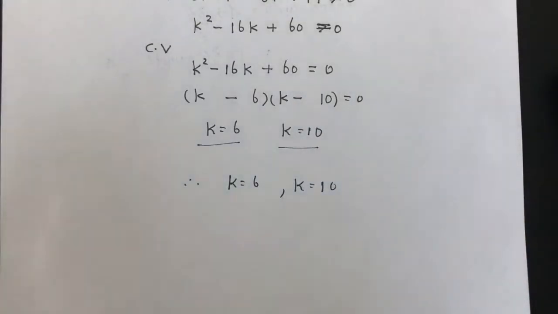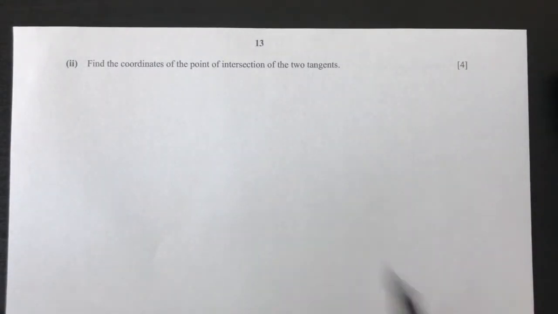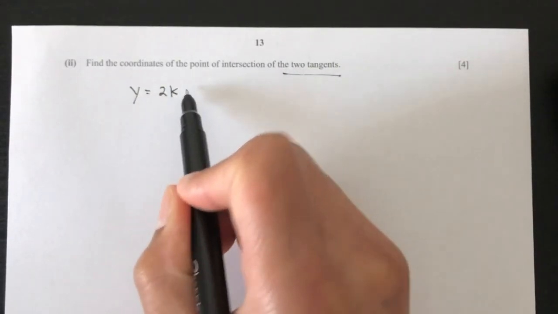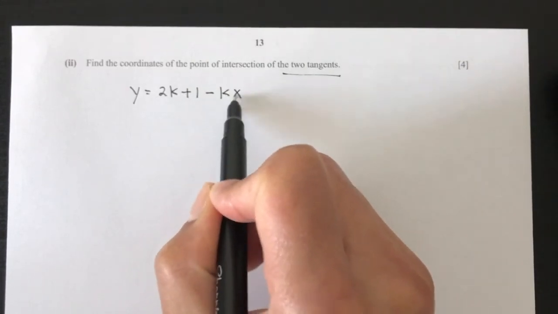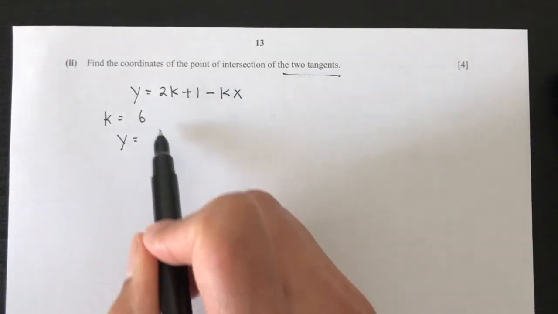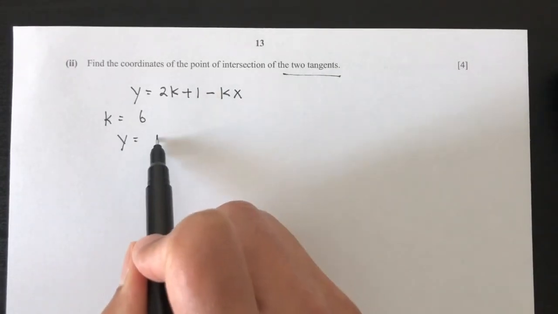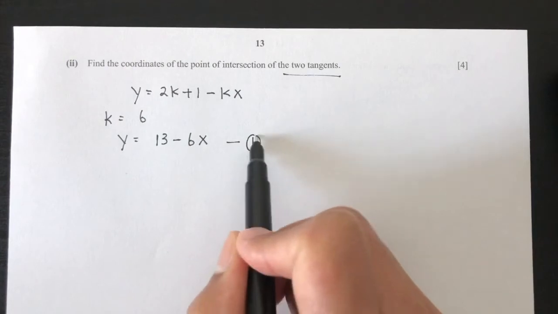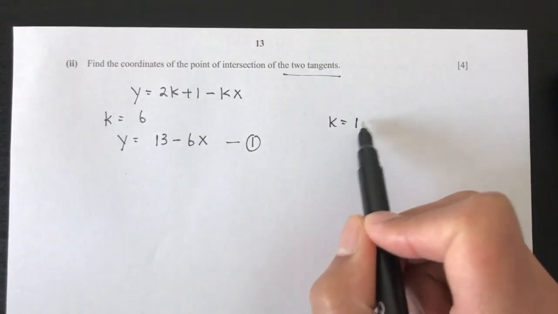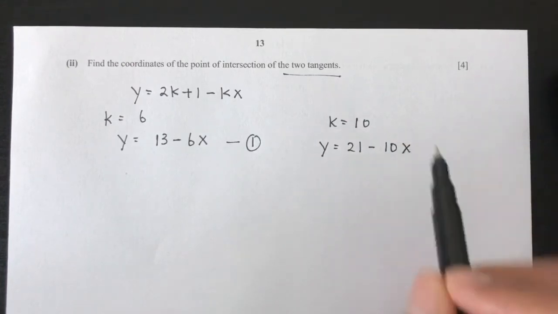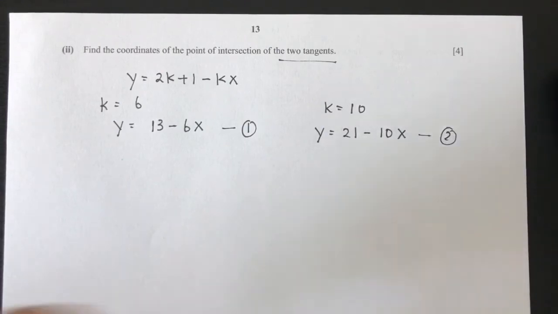Now for part 2, it says we have to find the coordinates of the point of intersection of the two tangents. So the equation was given by y equals 2k plus 1 minus kx. Now for k is equal to 6, your y will be equal to 6 times 2, which is 12. 12 plus 1 is 13 minus 6x, sorry. That is the first equation. Now for k is equal to 10, your y will be 21 minus 10x. That is your equation number 2.